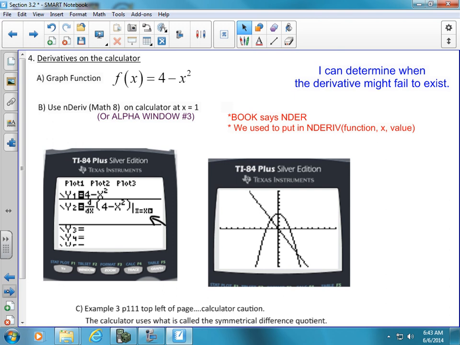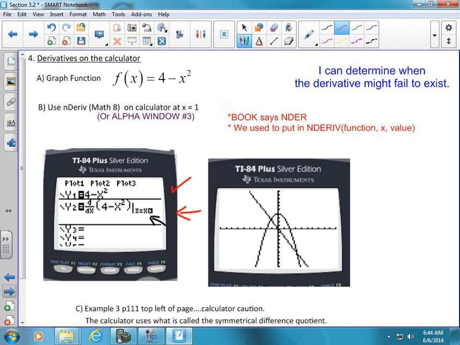Graph the function 4 minus x squared. Now here's a little trick of how we graph a derivative of the function. First we've graphed the parabola, the quadratic function 4 minus x squared. We put that in our calculator. Right here is Math 8, where we can enter a derivative. And we can actually find the number of a derivative.